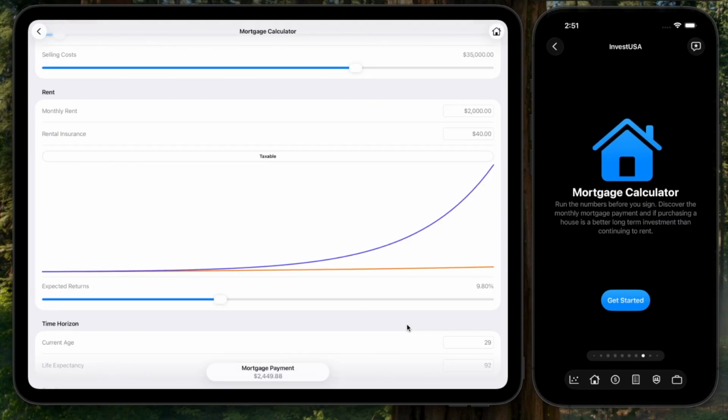So using long-term expected returns at 9.8%, something that's fairly realistic with an S&P 500 estimate, you can see renting is such a better option. So hopefully this tool will help you decide if buying or renting the home is a good idea for you.